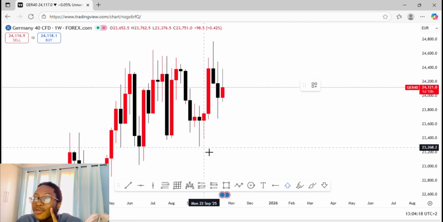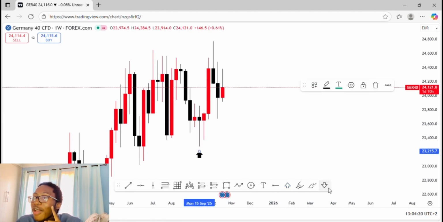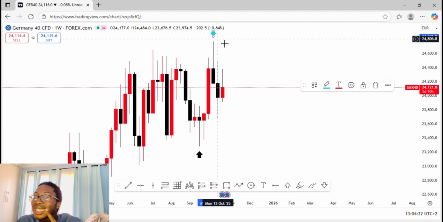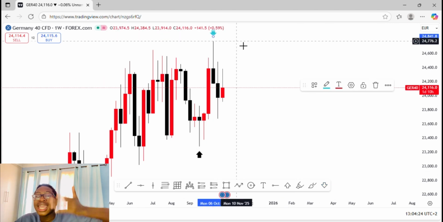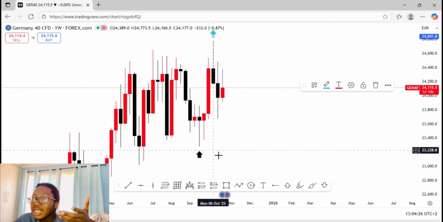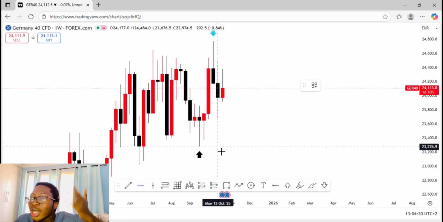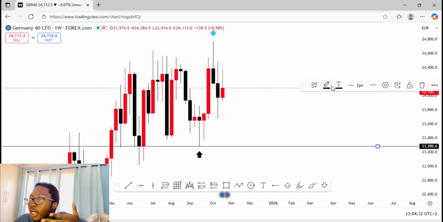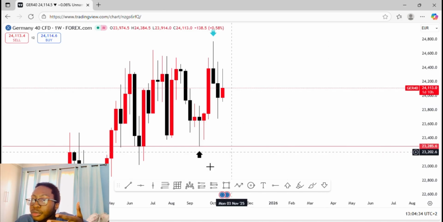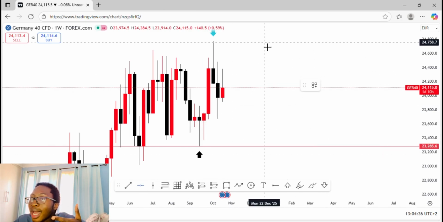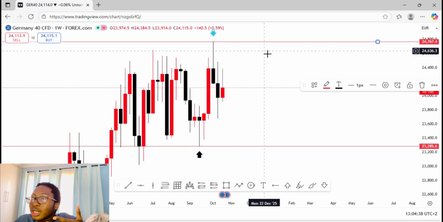I've been preaching this for over 1 year now. And then you have to mark your high. You understand? It's simply just a swing high and a swing low. This is my swing low. That is my swing high. And then what will I do? It's simply mark that with a red horizontal line, and then mark that high again with a horizontal line.